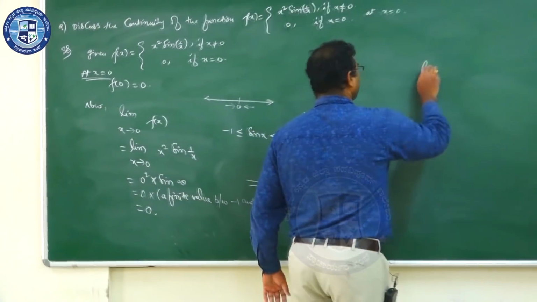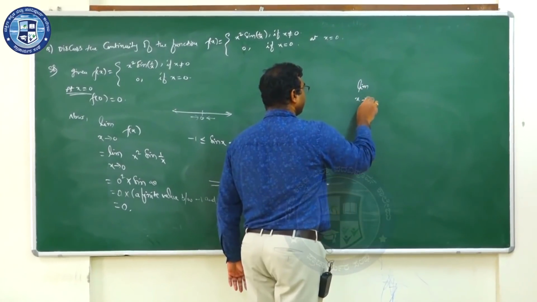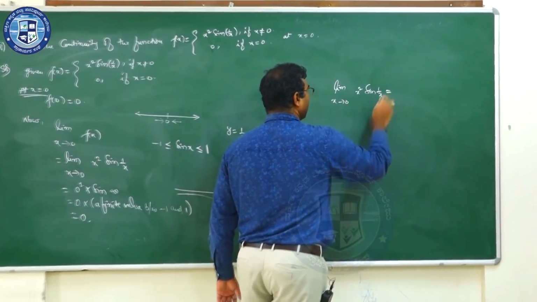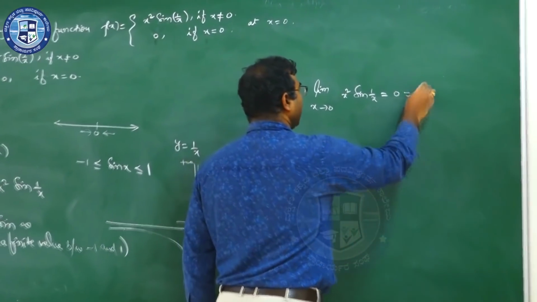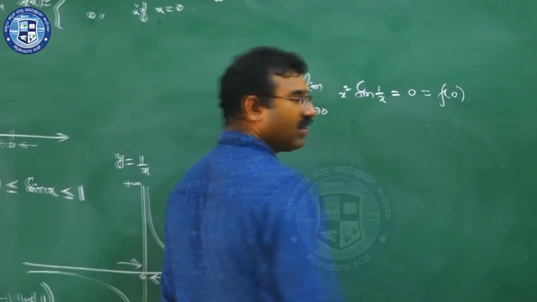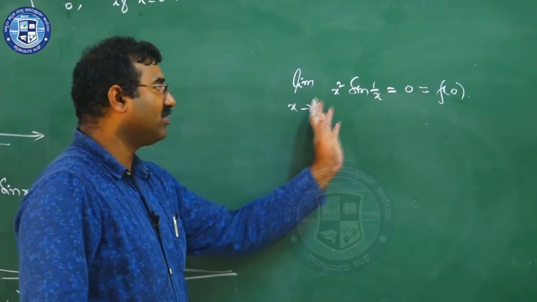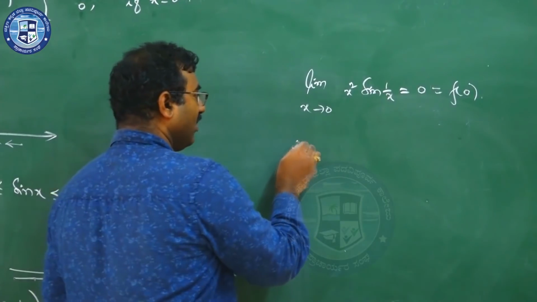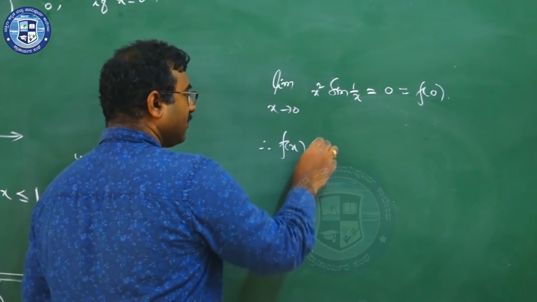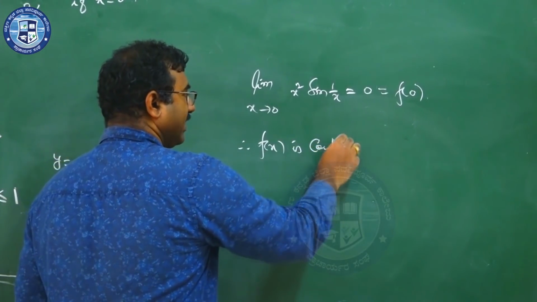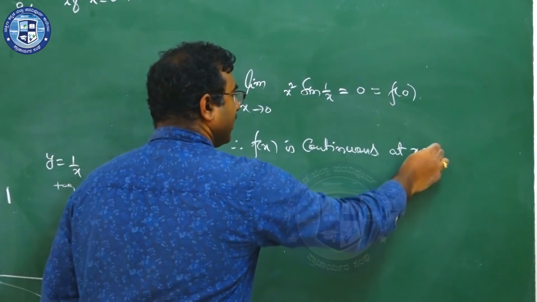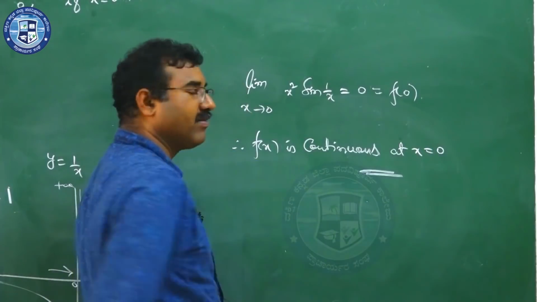So limit x tends to 0, x square sin 1 by x is 0, which is same as f of 0. That means the limiting value of the function is same as the functional value. Therefore, what I can conclude now: f(x) is continuous at x equal to 0.